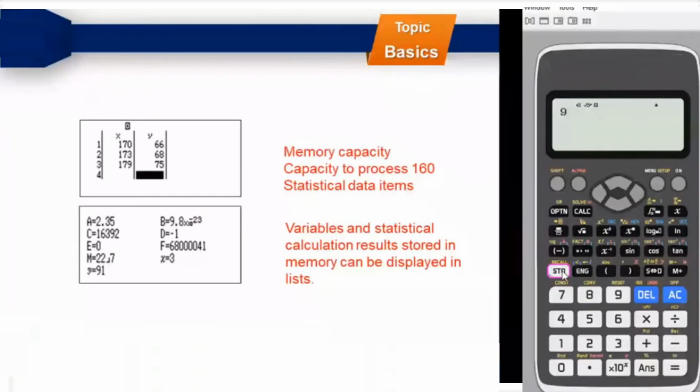What do I wish to store? I wish to store 9 as A. So now A is 9. I want to store B as 8. So 8 store and this B. I want to store C as 15. So 15 STO and then C. I wish to store D as 0.2.